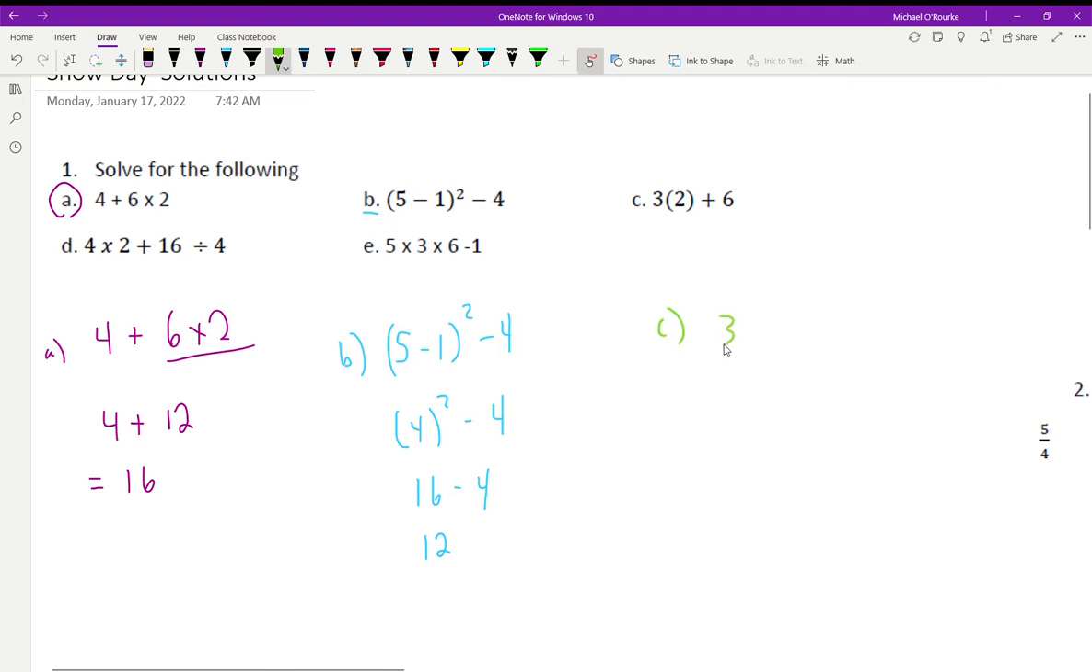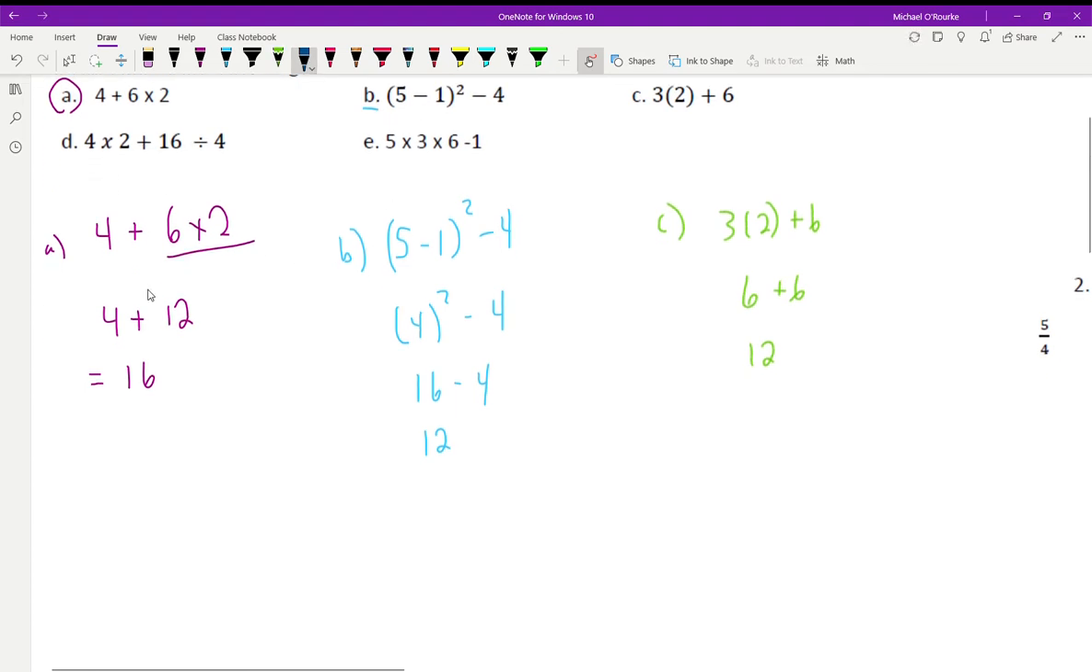C is 3 times 2 plus 6. So 3 times 2 is 6 plus 6, which equals 12 as well. Next one is D, which is 4 times 2 plus 16 divided by 4. So we do our multiplication division first. We're going to go 8. 4 times 2 is 8. 16 divided by 4 is 4, which also equals 12.